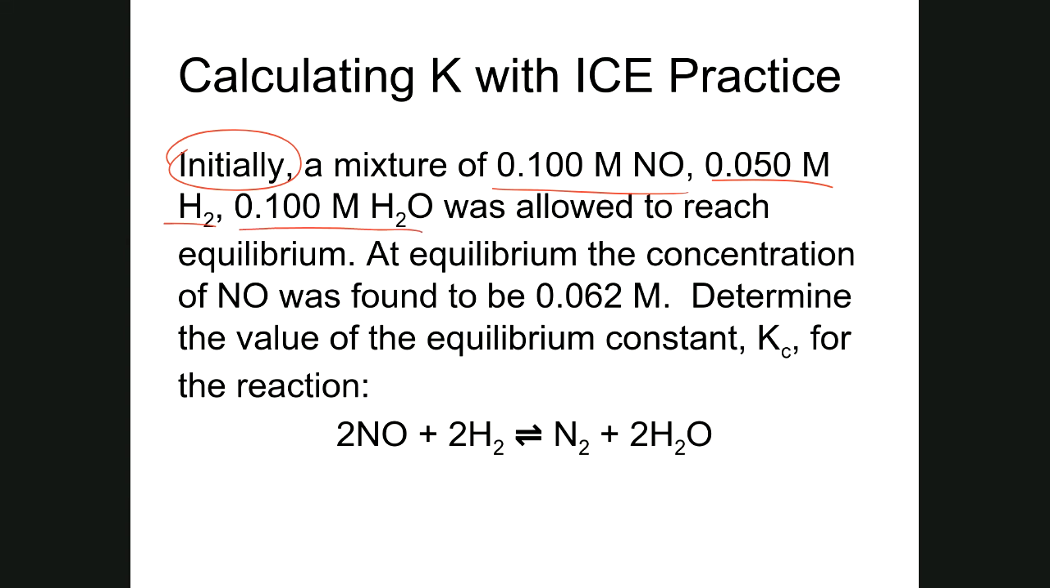In this case, we don't have any given information for nitrogen, for N2. So if you're ever given the case where no information is given about a product, the initial, the I, is always going to equal 0. Anytime that you do not have information about a product initially, it starts at 0. So at equilibrium, if we keep going, we see that the concentration of NO was 0.062 molar. We want to find K, Kc specifically, for the reaction.